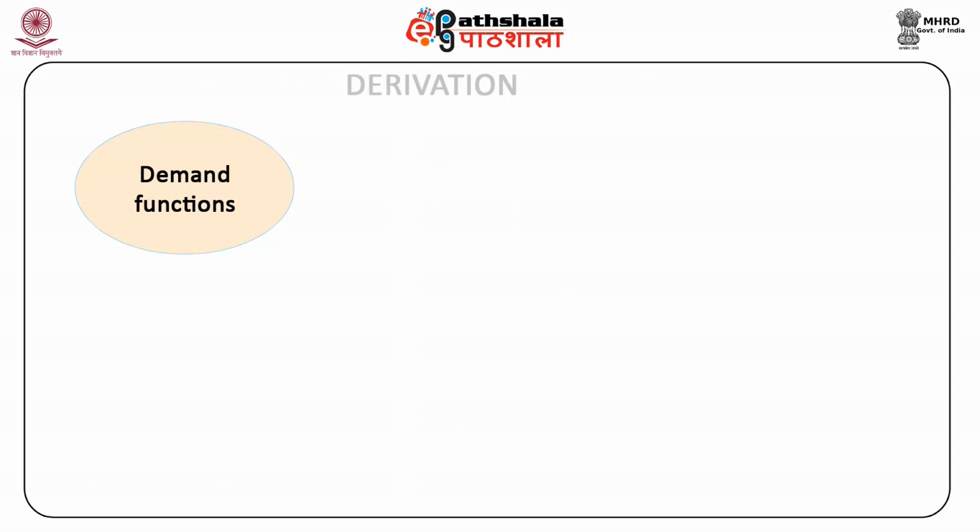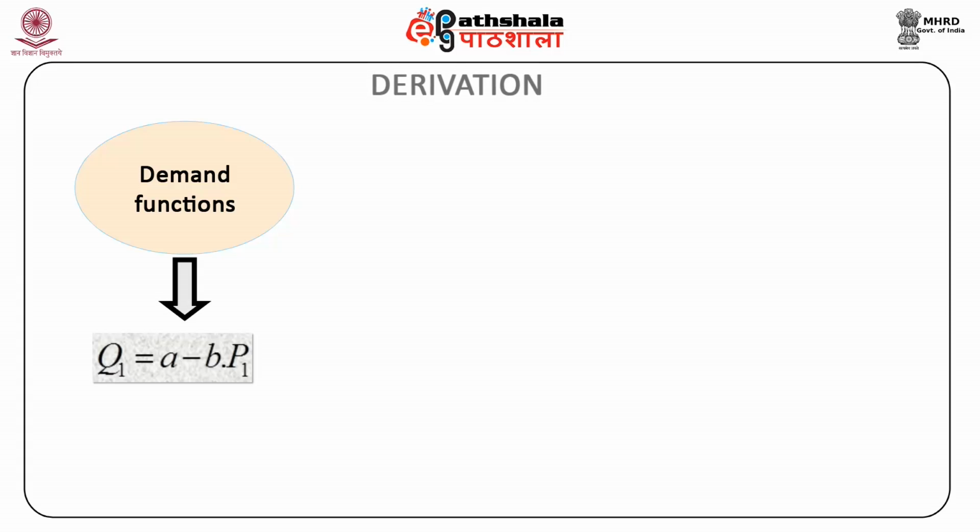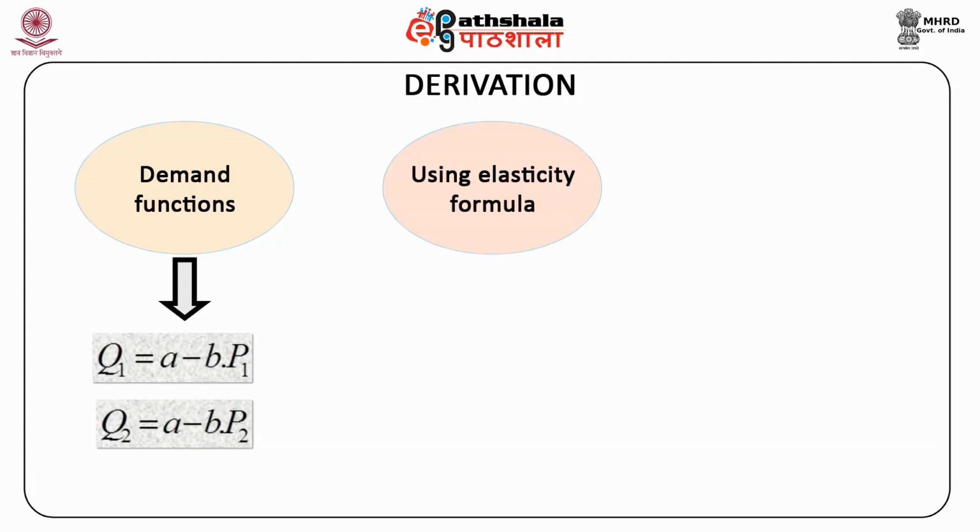Given the demand function, the total demand at a given price, say P1, can be estimated as Q1 equals A minus B into P1. When price changes from P1 to P2, the total demand can be worked out as Q2 equals A minus B into P2. Given the formula for measuring the price elasticity, we need two ratios: minus change in Q by change in P, and P by Q.